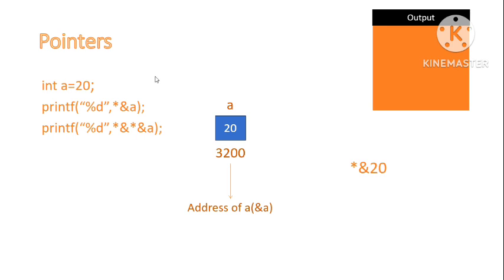Now, okay. So star ampersand actually gives the value 20. Before that, ampersand is there. That means 20 is the value. Ampersand of 20 is the address of 20. Now the address of 20 is 3200. Now when you try to evaluate star, the value on the address of 3200 is again 20.